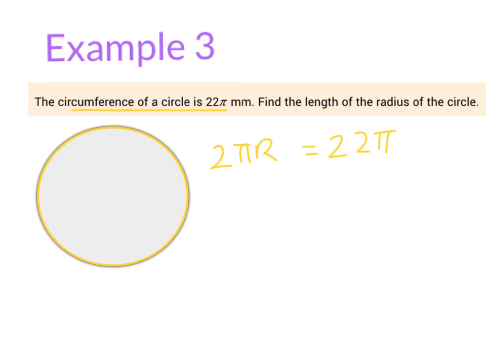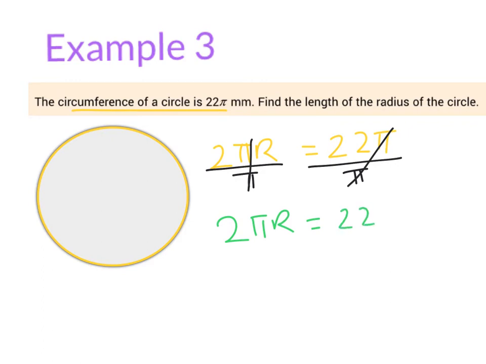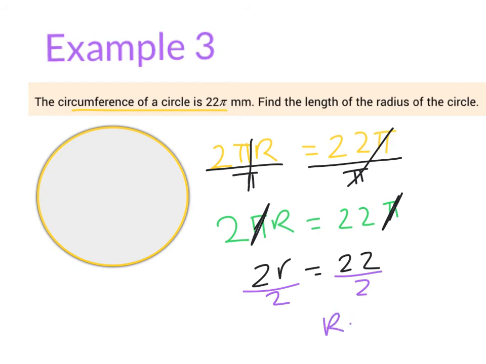Now, if we have pi's on both sides, we can actually divide this side by pi and divide this side by pi, and they'll actually cancel. So a nice quick way is that if you have 2 pi r equals 22 pi, you can just cancel the pi's straight away. And we get 2r equals 22, and then divide by 2, and I'm going to get r is equal to 11. So that's a nice trick. If you have pi on both sides, you can just cancel it out.